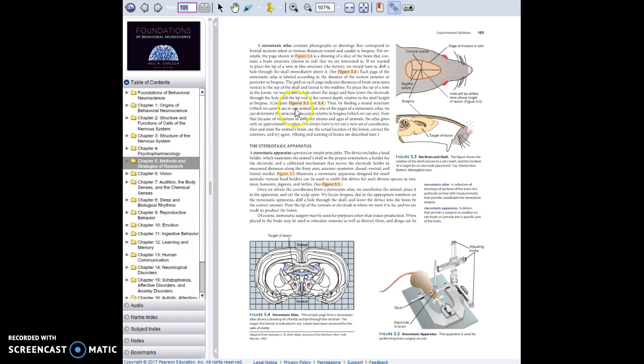Now here is page 105 in chapter 5, where it talks about the stereotaxic atlas, stereotaxic surgery, and the stereotaxic coordinates. And so here is the stereotaxic atlas, and it shows you in a two-dimensional space one section of the brain, and it shows you the dorsal ventral features and the medial lateral features on this one page.